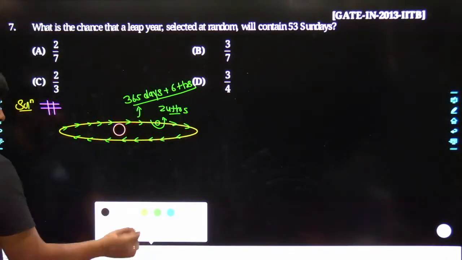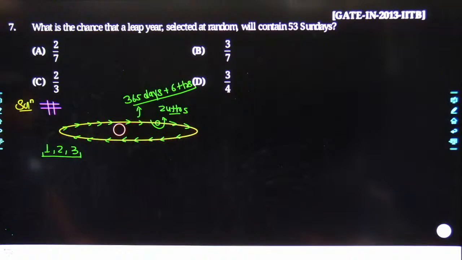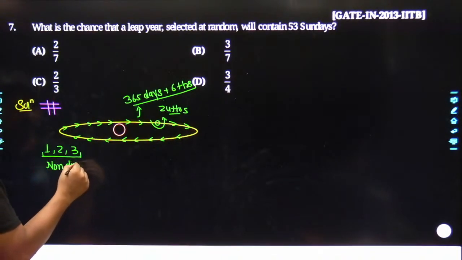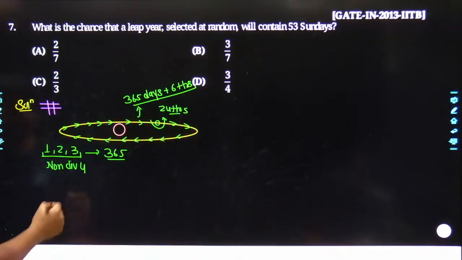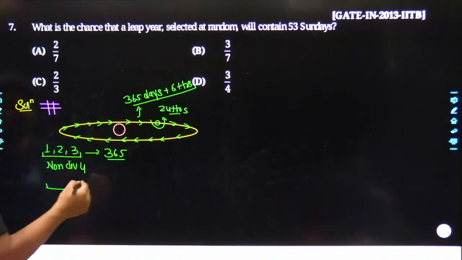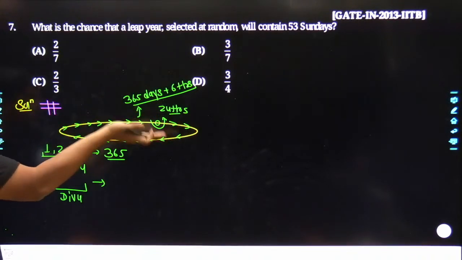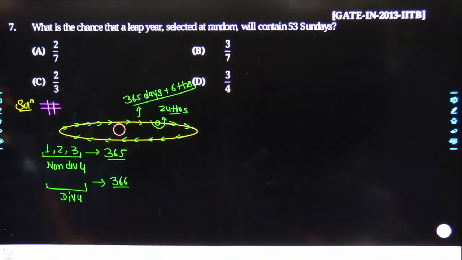So if I say the first year, second year or third year, what is the precise meaning? The years which are not completely divisible by 4. Non-divisible by 4. How many days would they have? 365 days. And similarly, the year which is completely divisible by 4, they would add 6 hours, 6 hours, 6 hours from the last 3 years and the same year itself, and it would become 366 days.